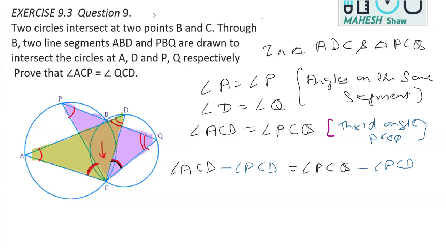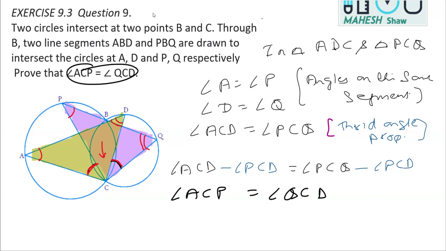Now, if you subtract PCD from ACD, what are you getting? Let's say in the figure, we have this as ACD. And if we subtract PCD from the middle, we'll get this angle, that is angle ACP. And from the other side, this angle, that is PCQ, if we subtract this angle, that is PCD, we'll get this angle as QCD. That is what we had to prove equal.